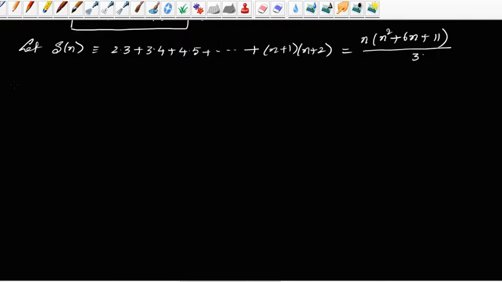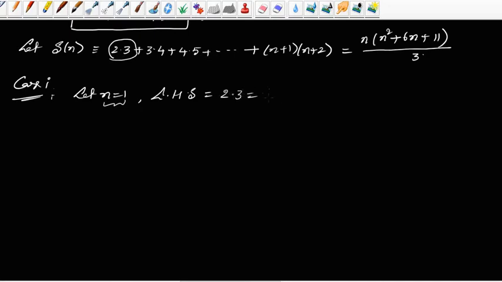Now, let us consider case 1. Let n is equal to 1. Now, what is the LHS? You have to take only the first term. Why? Because we have considered n is equal to 1. That's why we should take the first term only, that is 6. Otherwise, you can substitute in the last term on the left hand side, you will also get 6. Now, RHS.